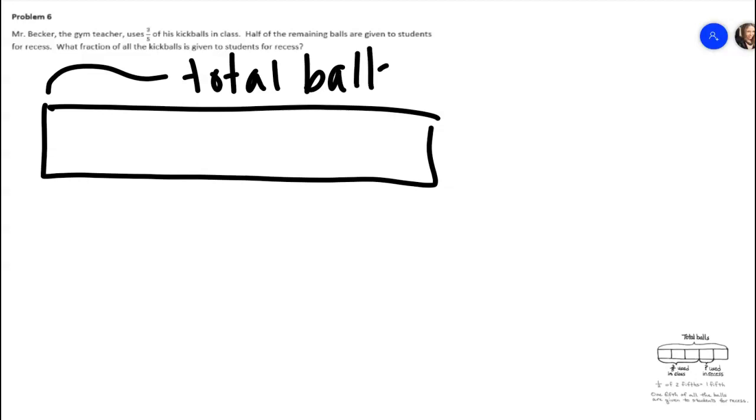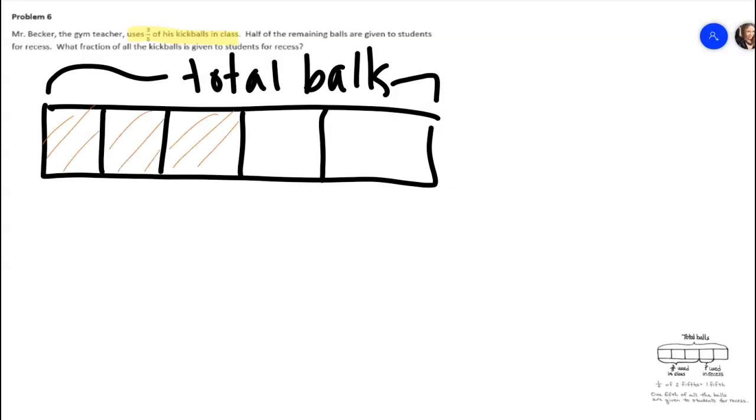Okay, we're gonna call this total balls. It says that he used 3/5 of his kickballs in class. So let's go ahead and take the total amount here and divide it into fifths. That's 4 lines. And let's go ahead and just shade in 3 of those fifths. Those are the ones used in class. 3/5 for class.